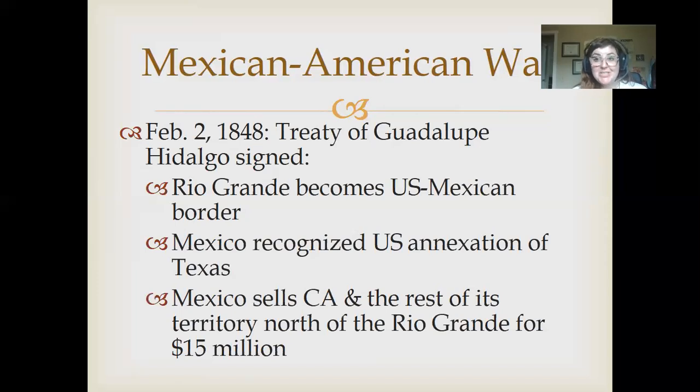And then, in addition to Texas, Mexico sells California and the rest of its territory north of the Rio Grande, so what would become Arizona, California, Utah, to the US for $15 million. Which seems like a lot, but when you think about how much territory that is, and especially how many resources we got out of California, it is not that much money, right? So not only does the US gain Texas, but the US also gains territory that would become some of its major and most populated and most profitable states out of this treaty. So this was an overall big win for US expansion.